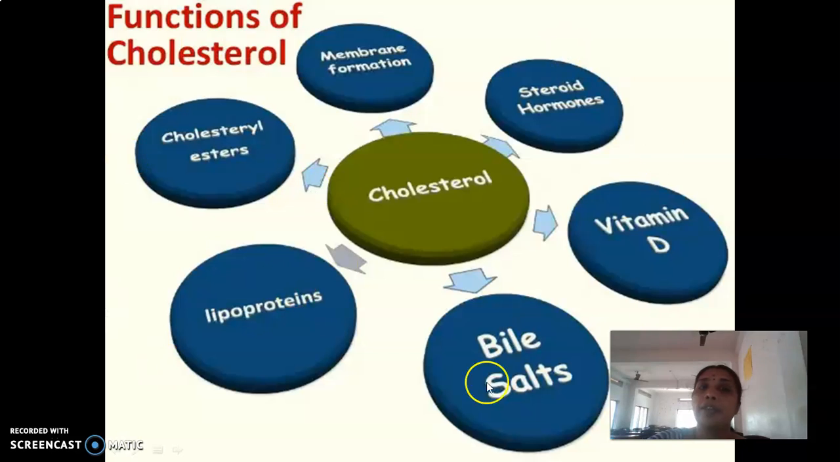Okay. So what are the functions of cholesterol? There are different functions to be carried out by cholesterol. It's responsible for the cell membrane formation.